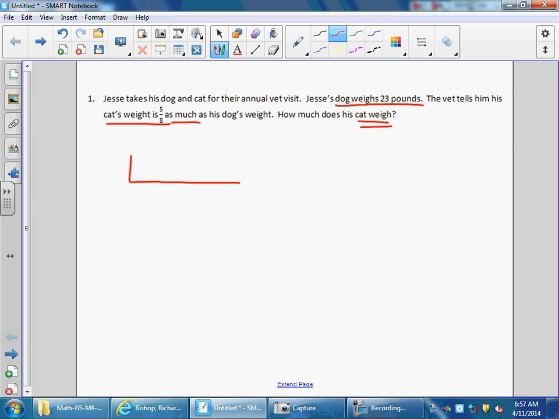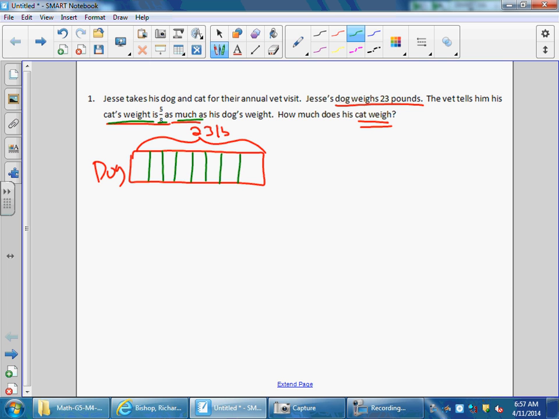Alright, so what I do know is that Jesse's dog is 23 pounds. Jesse's cat is 5/8 as much. So if I broke up the dog into 8 parts, then the cat is 5/8 as much. So here's my cat.